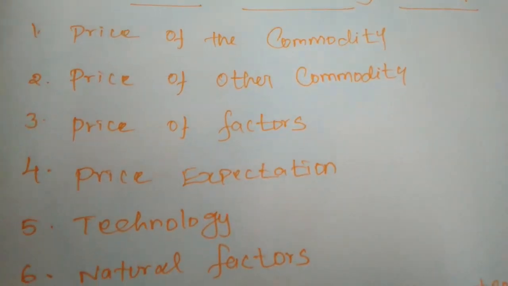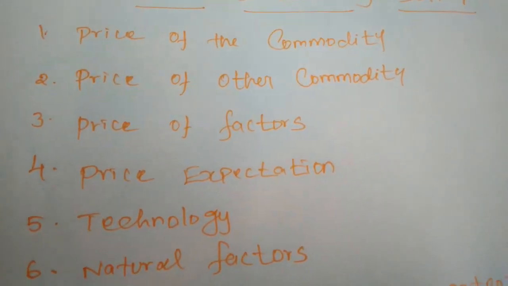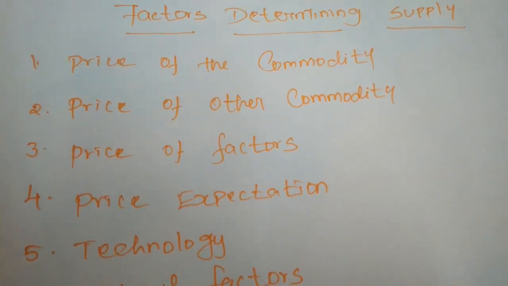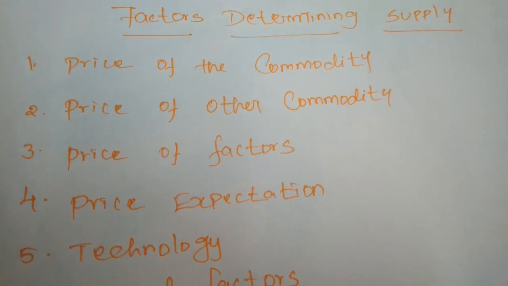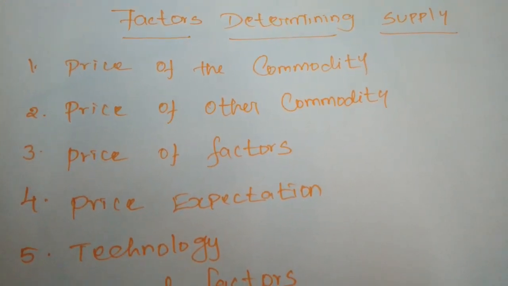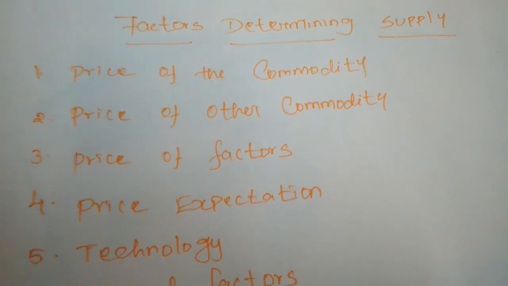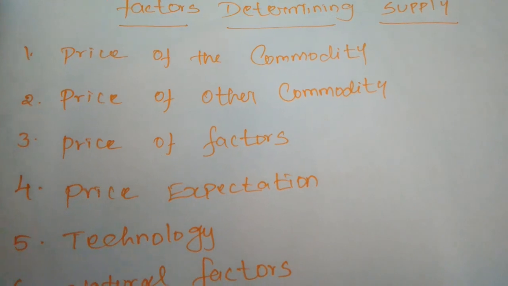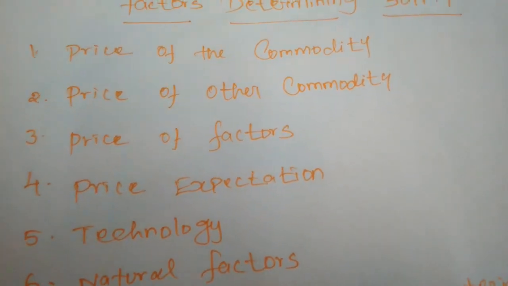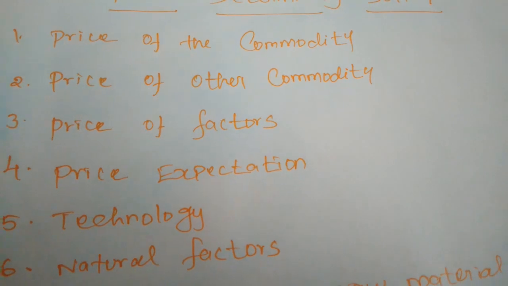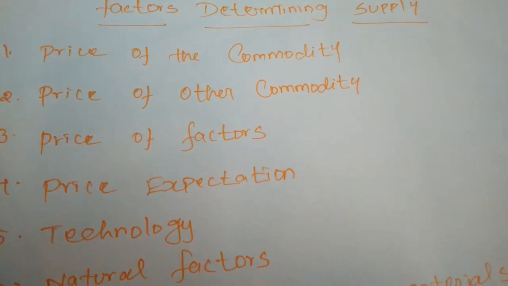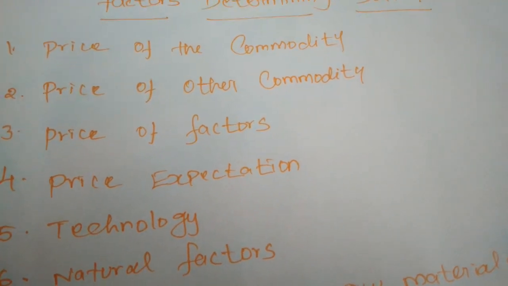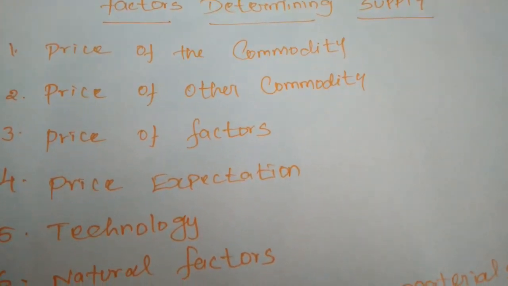Next, the price of other commodities. How does the price of other commodities determine the supply? We have already studied substitute commodities. If we have more related or substitute commodities, we will go and purchase the other substitute commodities. Now, if the price of another commodity increases, the supply of this commodity may decrease. When the price of other commodities decreases, the supply of this commodity will increase.